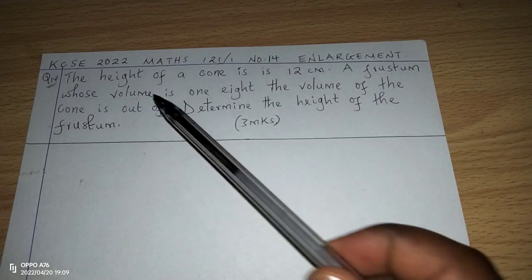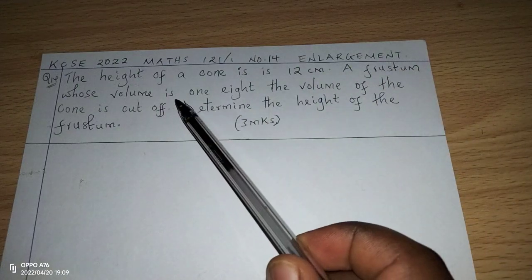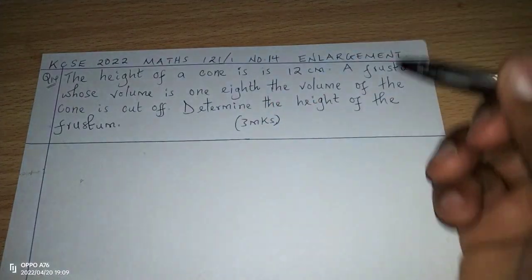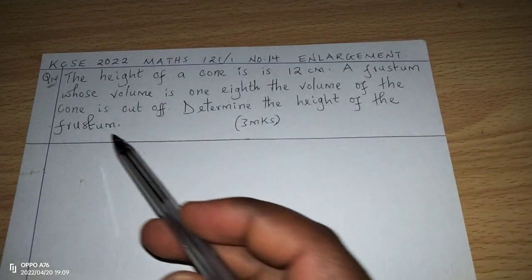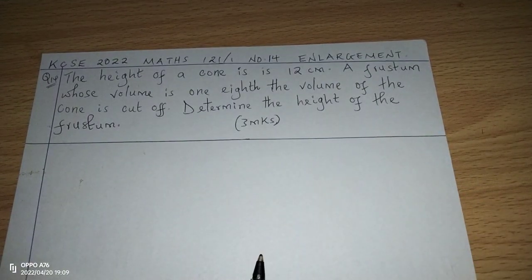We are told that the height of a cone is 12 centimeters, and a frustum whose volume is 1/8 the volume of the cone is cut off. Determine the height of the frustum.